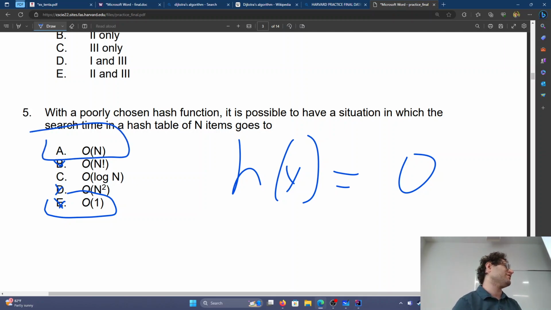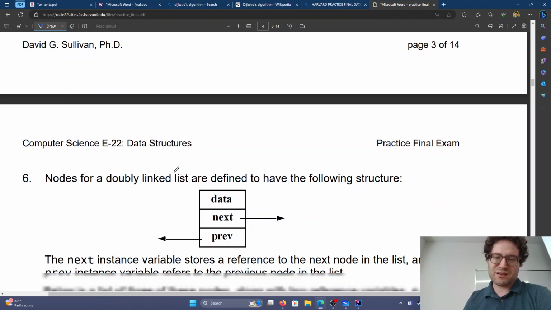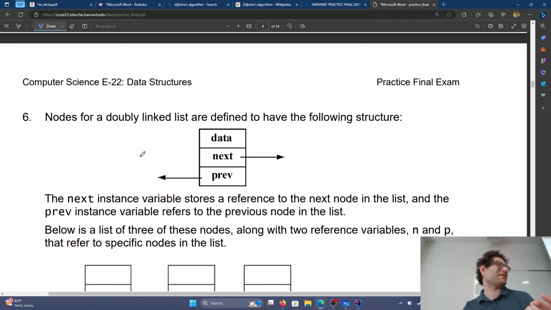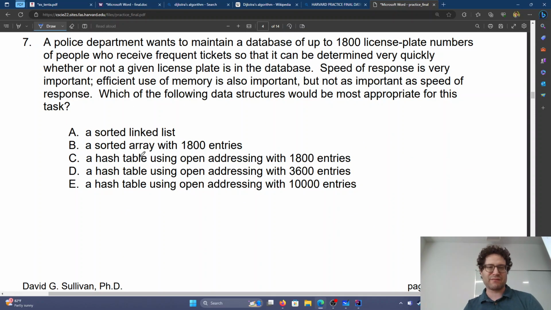O of n squared is only true if you have to do that for n items, not just one. We did this for the first exam. No need to do it again.